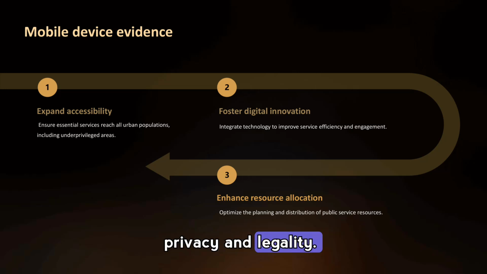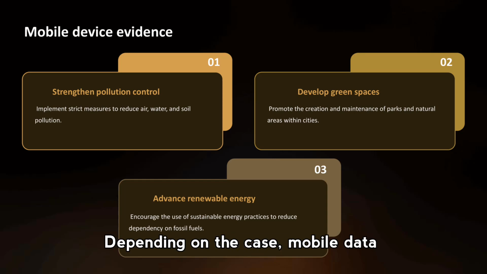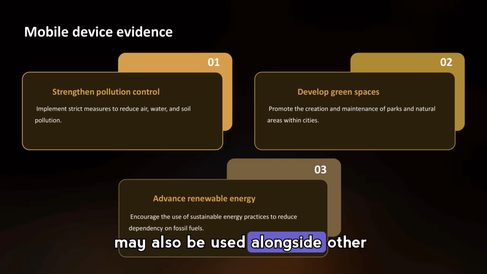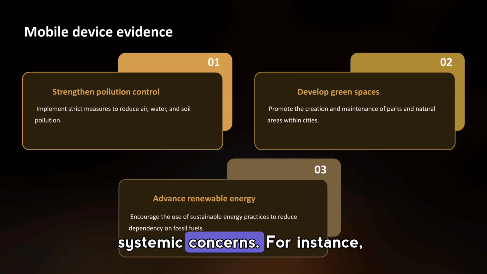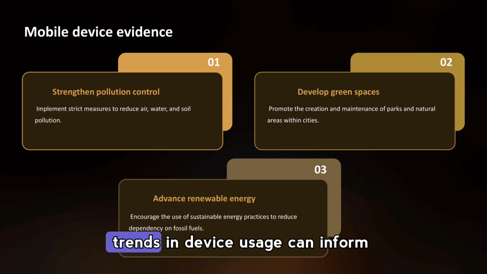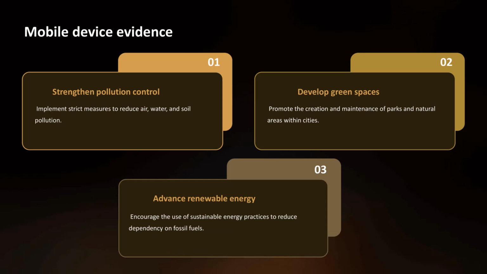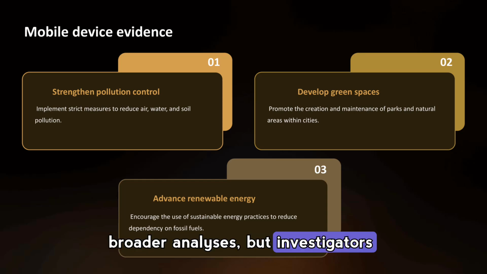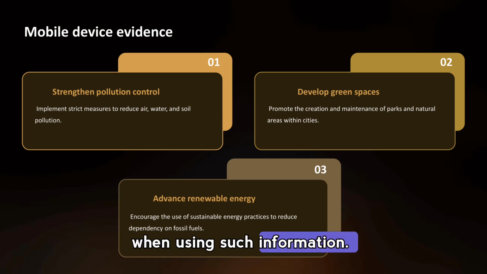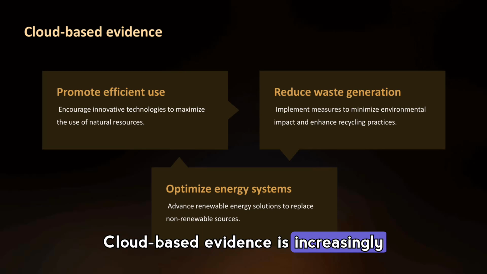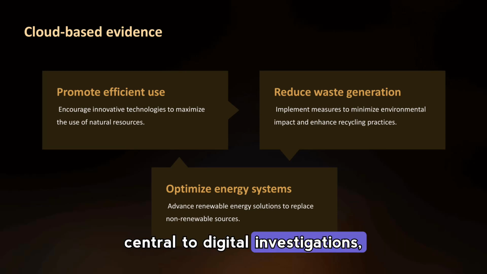Depending on the case, mobile data may also be used alongside other sources to address environmental or systemic concerns. For instance, trends in device usage can inform broader analyses, but investigators must always focus on relevance, proportionality, and legal authority when using such information.